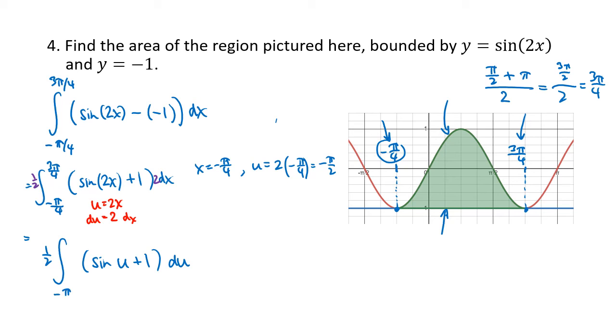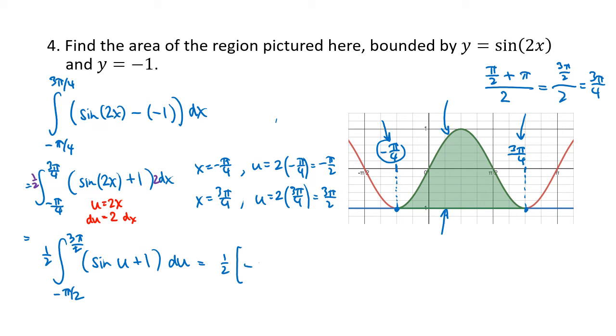So that's my new lower bound because I've got a u integral, and so the bounds in this integral should be values of u. My upper bound is 3 pi over 4, and so that's going to mean u is going to be 2 times that, 2 times 3 pi over 4, which will be 3 pi over 2. That's my new upper bound. So I've got 1/2. Now I'm ready to take my antiderivative.